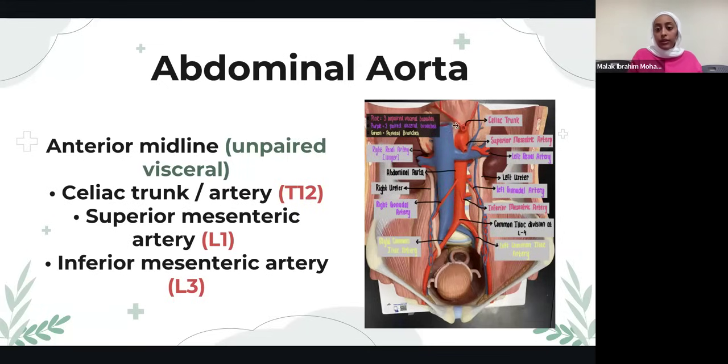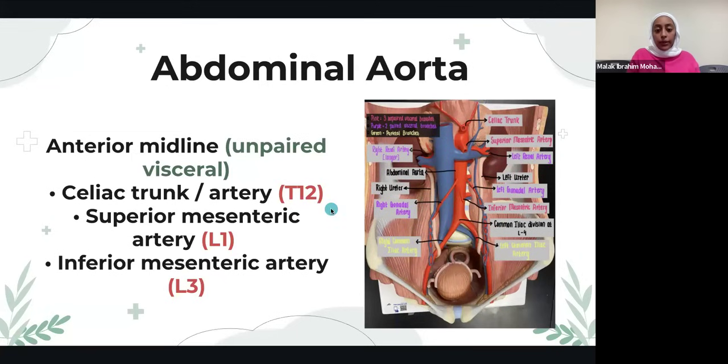So again, let's recap. This is the aorta. It's going to bifurcate into the right common iliac and left common iliac. At what level? Yep, exactly, at L4. It will bifurcate at L4 into the right common iliac and the left common iliac. And we said the unpaired ones are what? The celiac trunk, which is at T12, the superior mesenteric artery, which is at L1, and the inferior mesenteric artery, which is at L3.